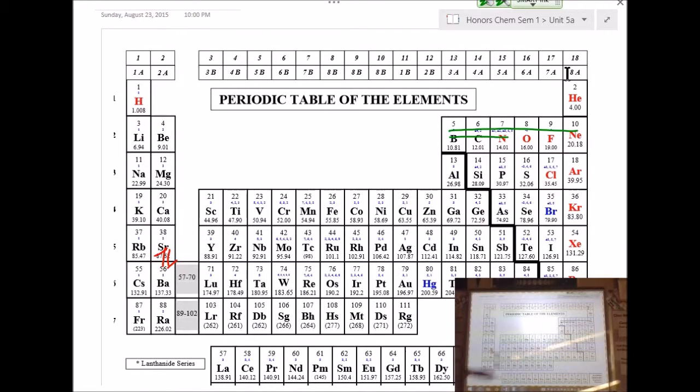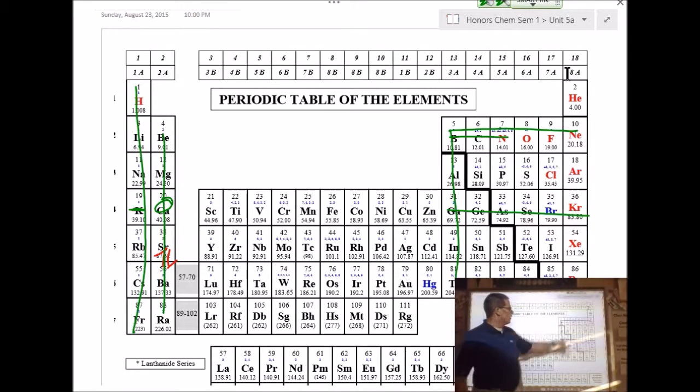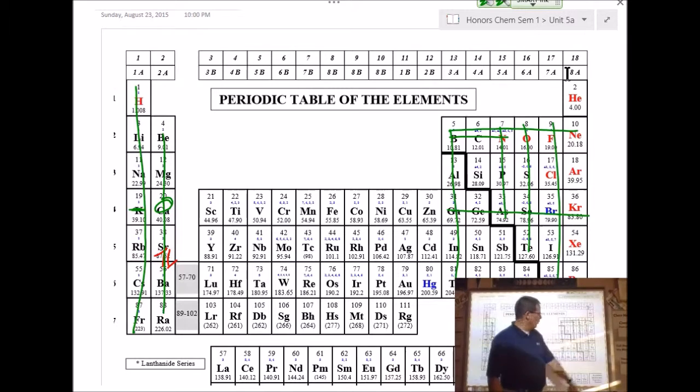So we'll talk about the charges there. But let's say that I'm looking at potassium. How many electrons does it have in the 4s orbital? 1. Does it want to gain 7 or lose 1? Lose 1. So what's the charge of potassium? +1. Actually, all of these are +1. All of these are +2. All of these are +3. All of these are -3, -2, -1.